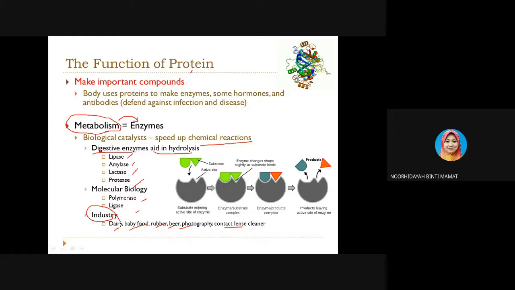Okay, for example, here you can see the substrates. These substrates enter the active site. The enzyme will change shape slightly as the substrate binds. So this is what we call the enzyme-substrate complex. The enzyme will then convert the substrate into products, any products: hormones, antibodies, and so on. Then the products will leave the active site of the enzyme. So the main function of protein is that it can make important compounds.